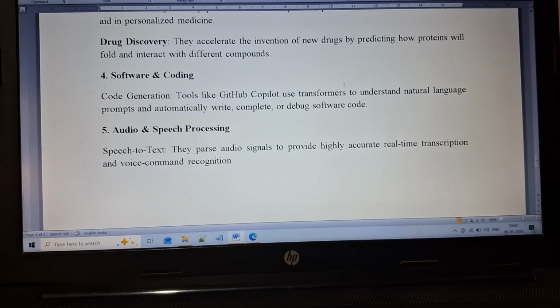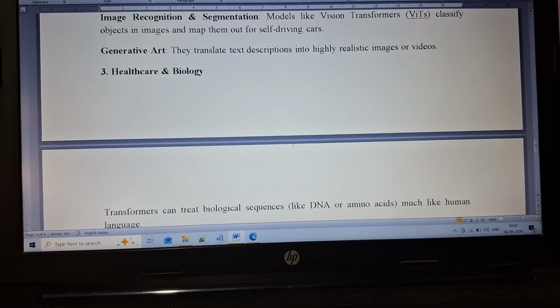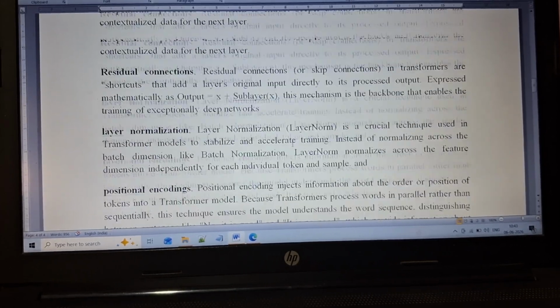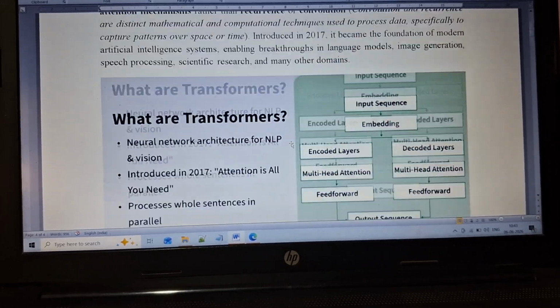Tools like GitHub Copilot use transformers to understand natural language prompts and automatically write, complete, and debug software code. Audio and speech processing: speech to text. They parse audio signals to provide highly accurate real-time transcription and voice command recognition. This is a brief description about transformers.